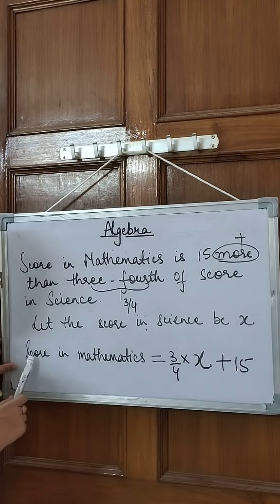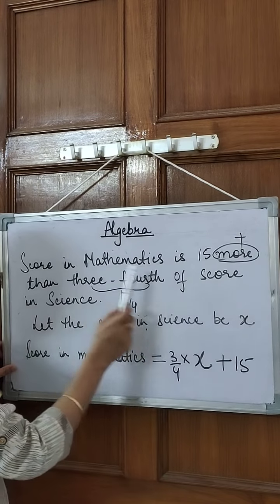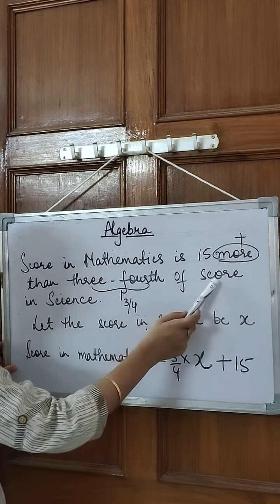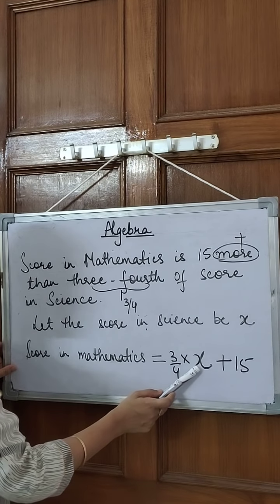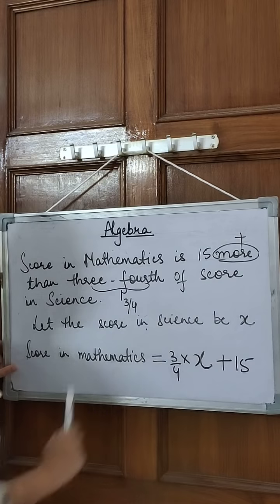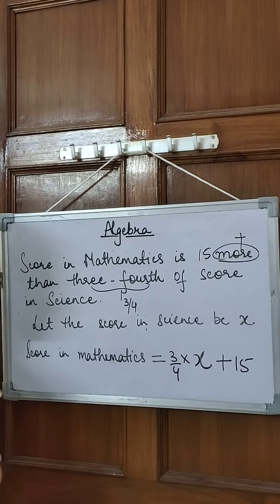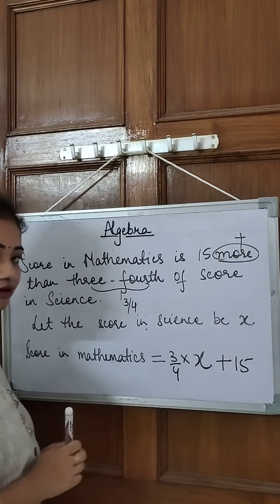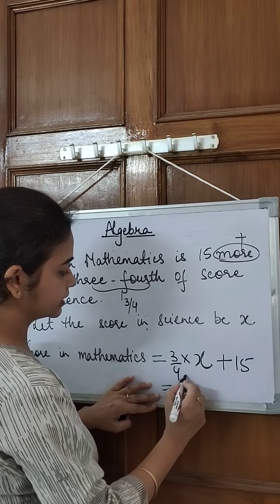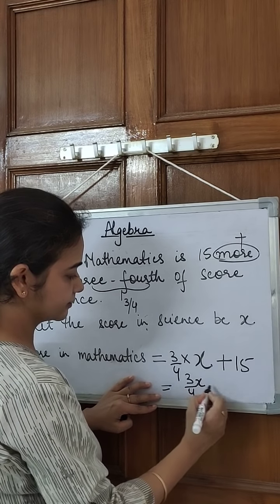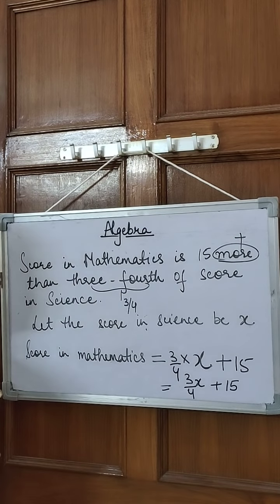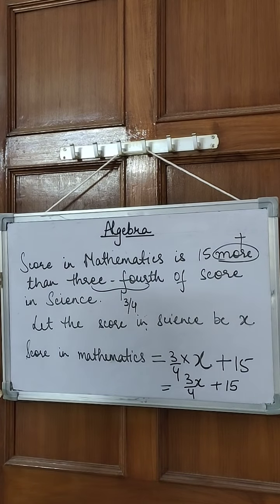Okay. So what will be score in mathematics? It's 15 more. So 15 more than what? Than 3/4 of score in science. So 3/4 of score in science plus 15 more. And then we get the marks in mathematics. And as I said, there is no need to put the multiplication sign between a constant and a variable. So what else can we write? We can simply write 3/4 x plus 15. With the help of this, we can represent the marks in mathematics. Okay, I hope this is clear to you.